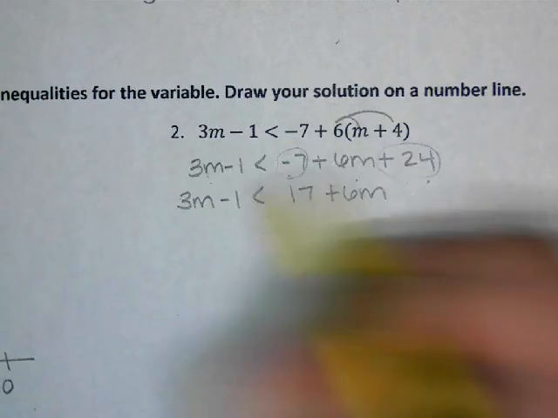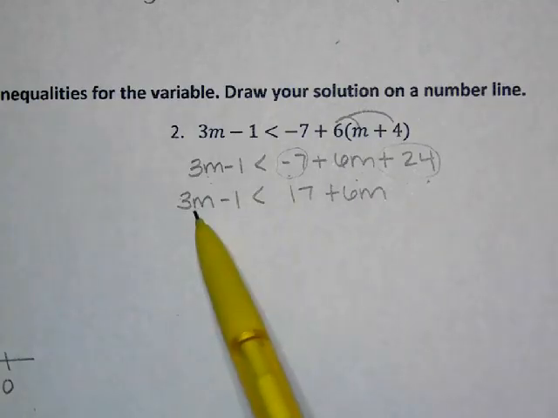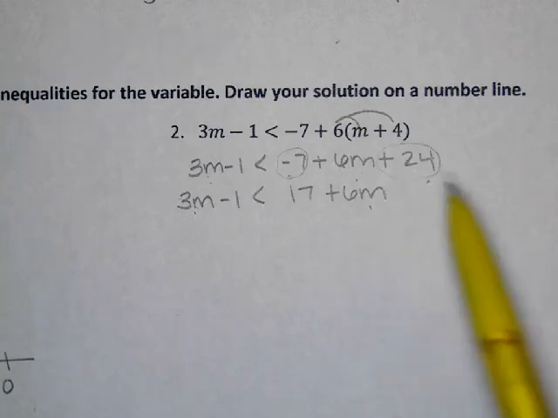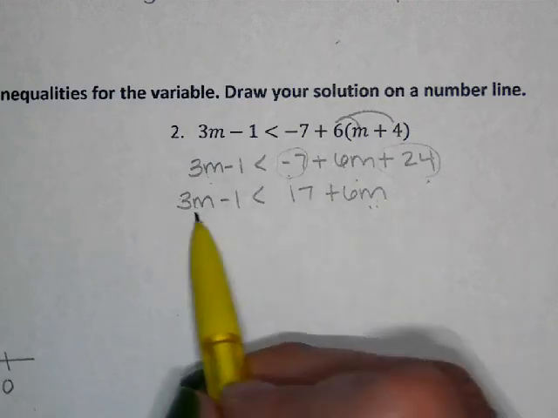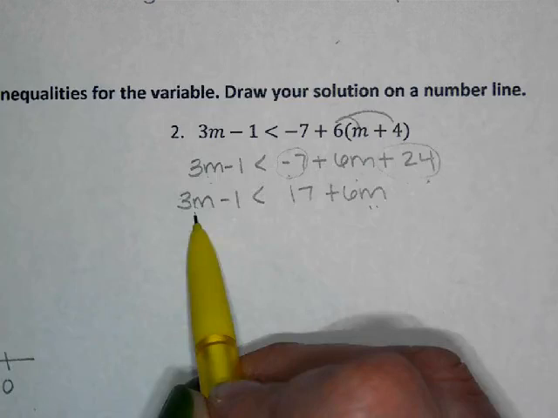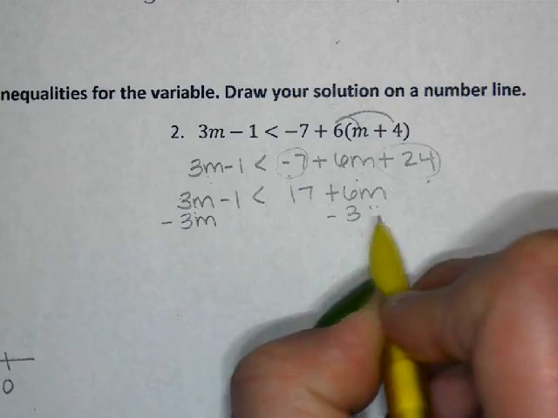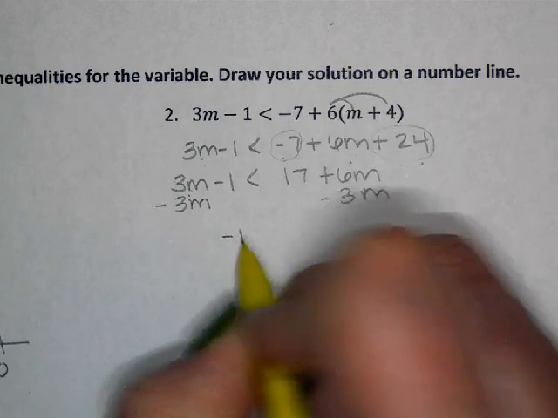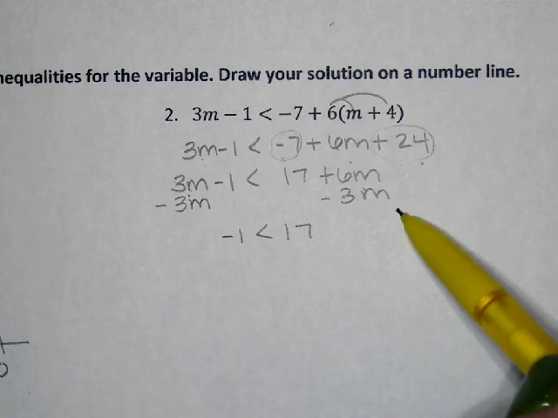Do you guys want to move the m's over to the left side, or do you want to move the m's over to the right side? To the right side? Okay. So if we want to move the m's over to the right side, how do we move a positive 3m? We're going to subtract the 3m. So subtract the 3m. So negative 1 is less than 17. And then we have 6m take away 3m, 3m.